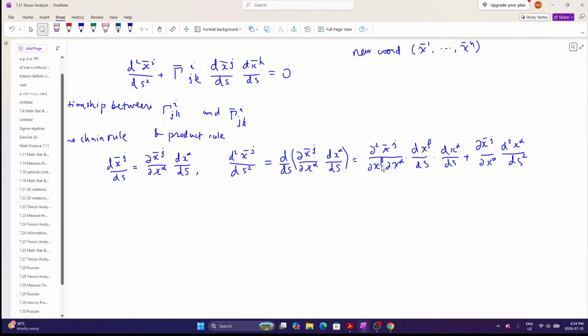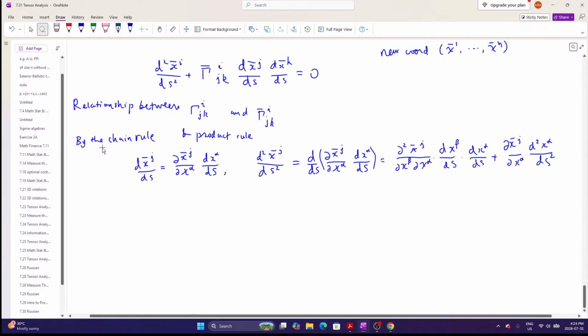Because vectors aren't enough. Vectors aren't enough for physics and engineering anymore. By the way, we've been invoking things like the chain rule repeatedly. This is the multivariable version of the chain rule.